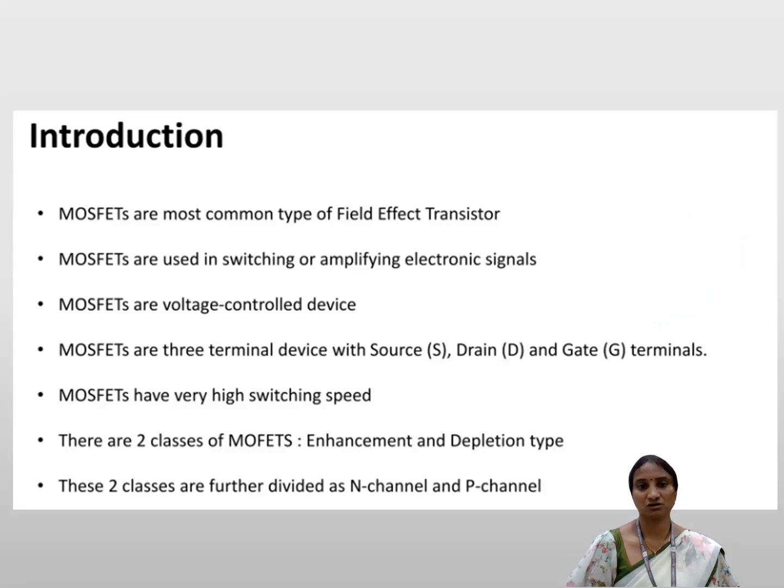As we have already seen, the drain current depends on the input gate voltage, which we call the control voltage. So the MOSFETs are voltage control devices. The three terminals are source, drain, and gate terminals. The MOSFETs have very high switching speed compared to the BJTs. And the classification depends on the type of mode, like enhancement mode and depletion mode.